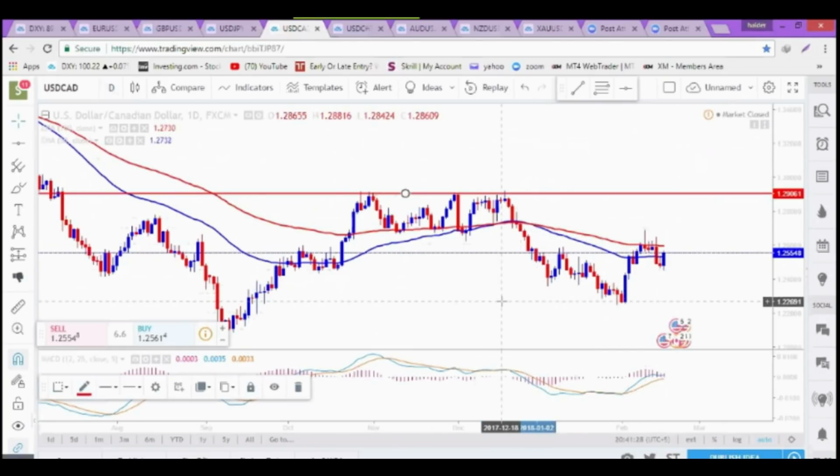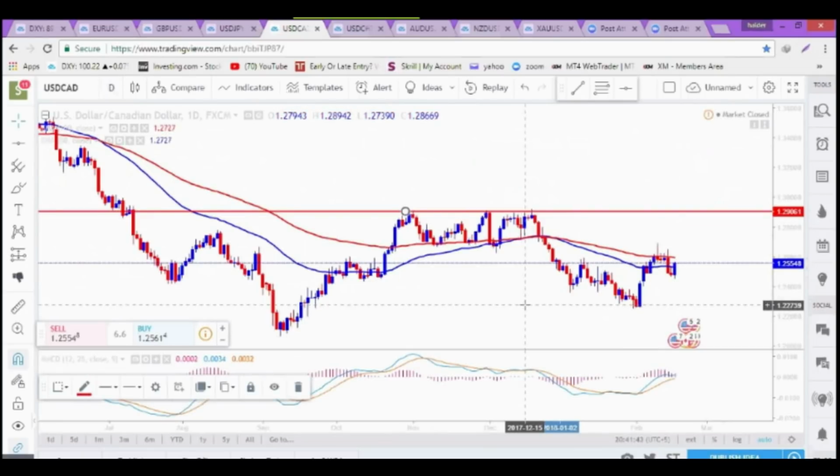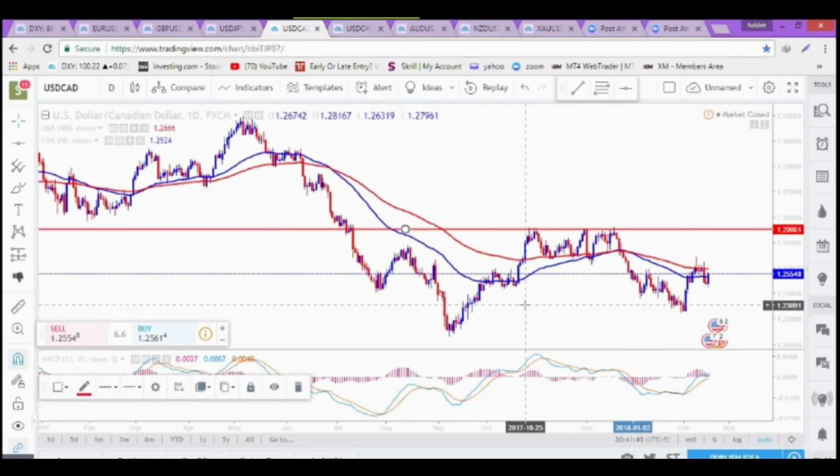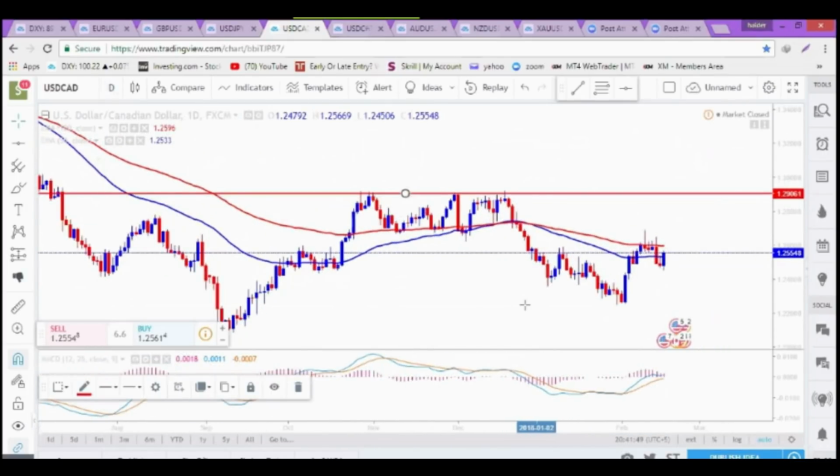I think it will, Asim? Touch 1.29. It's trying to touch, but I can see one thing: it's also at the moving average of 50. If the blue one is moving average 50, am I right, Sajjad? Yes, it is. It's kind of confusing me at this moment.